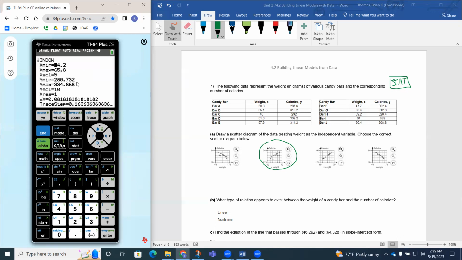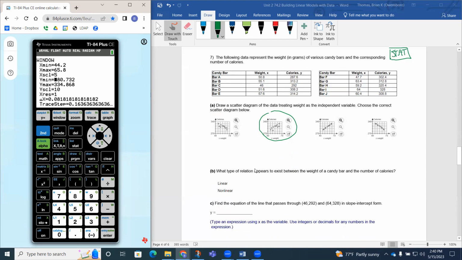So if you look at the window, notice that the X-min there is 44, while they're saying 40. The X-max is 65.8, and they're saying 70. So we're still in the same similarity. Scale going by 5. Notice my Y-min here was 280, and they said 270. Y-max is 334, and they said 340. So notice again, the scales are not that far off. That's why I use that zoom stat to get us in the ballpark. You can always tweak it from there if you need to. If you don't like this 44, you can round it to 40. 65.8, you can round it to 70. So you can clean these up as much as you want.